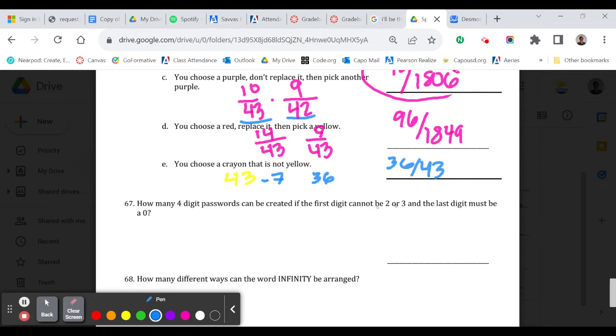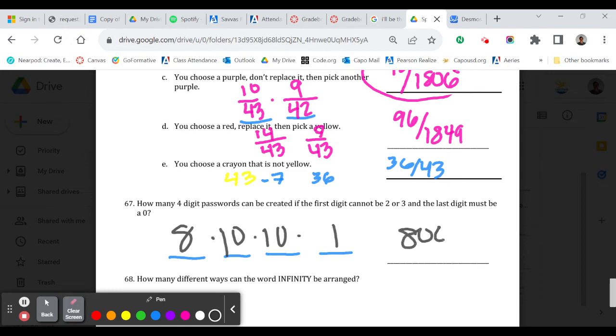How many 4-digit passwords can be created? So we need 4 spots. There's a total of 10 digits, so I can't use 2 or 3. That means I get 8 digits to choose from. The last has to be 0, so I can only have 1 digit to choose from. The middle, they said nothing, so I can use all 10 digits. So that's going to be 800.